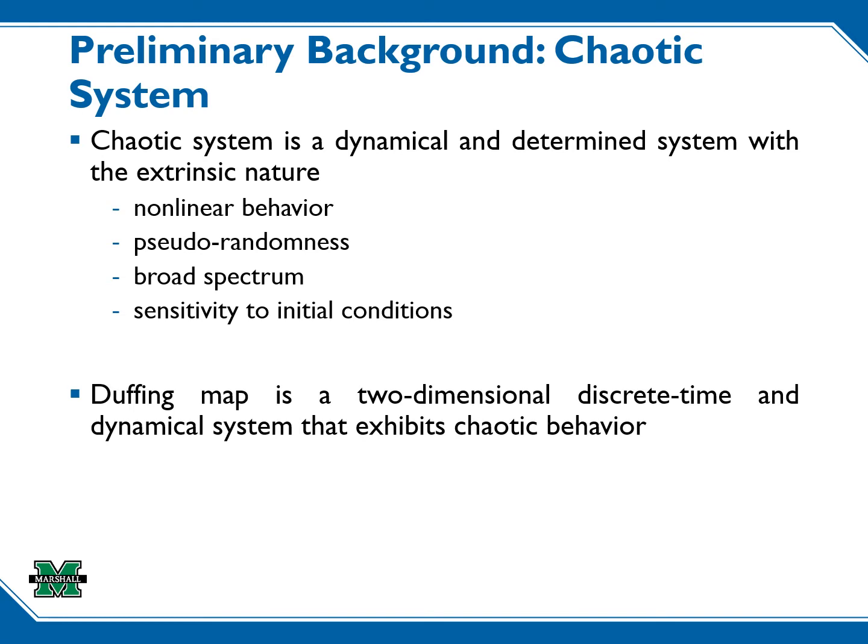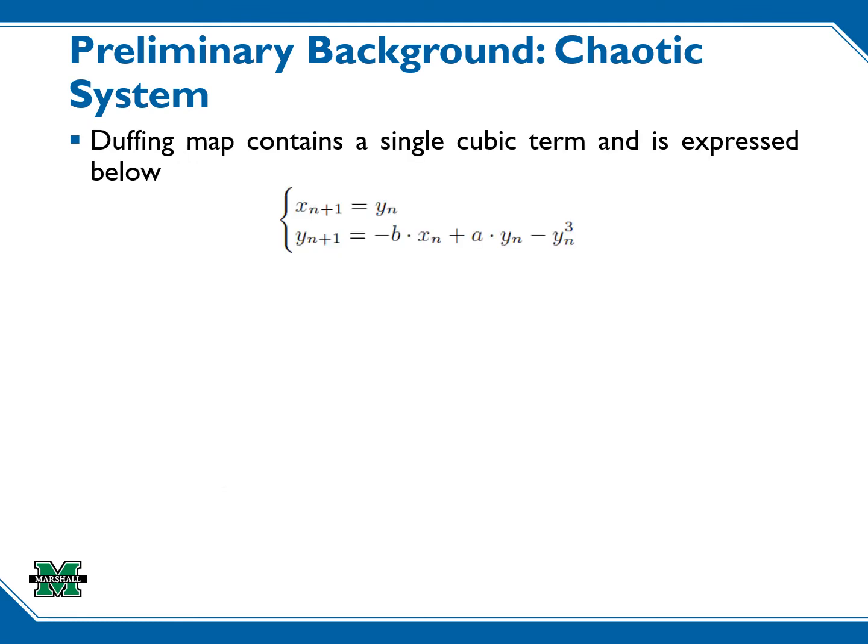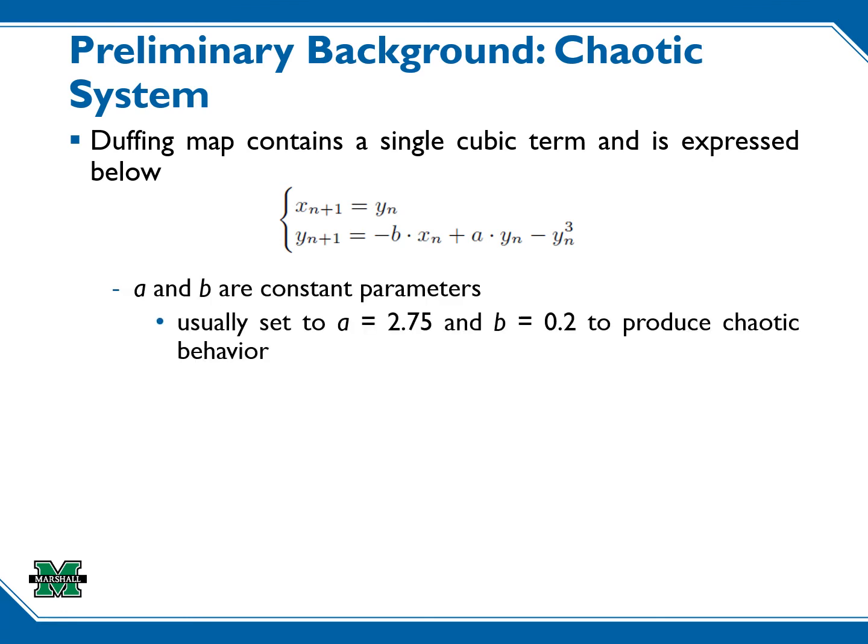Duffing map is a two-dimensional discrete time and dynamic system that exhibits chaotic behavior, and it's the system we'll be using for this protocol. It is widely known to display chaos for certain parameter values and initial conditions. Duffing map contains a single cubic term and is expressed below. A and B are constant parameters, usually set to A equals 2.75 and B equals 0.2 to create chaotic behavior.